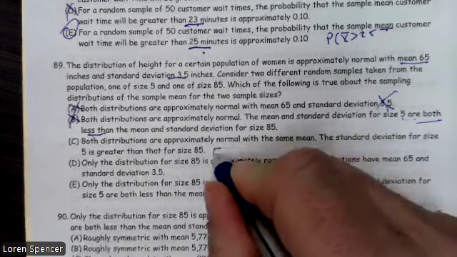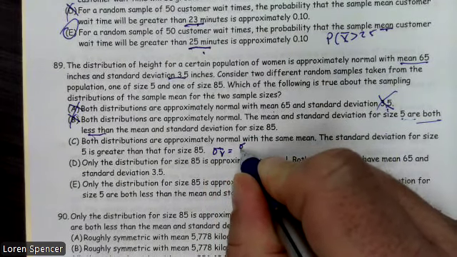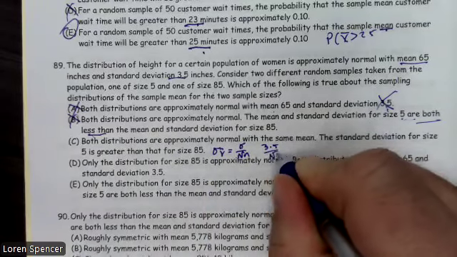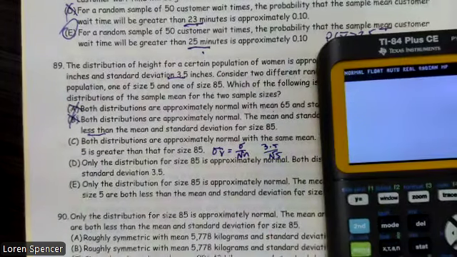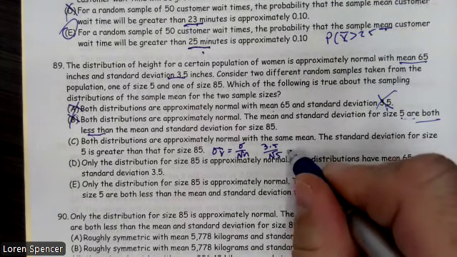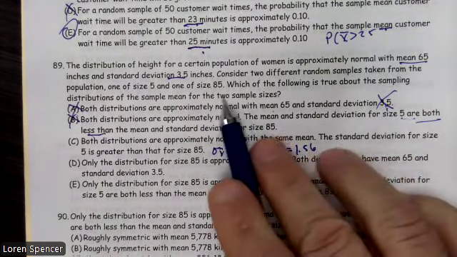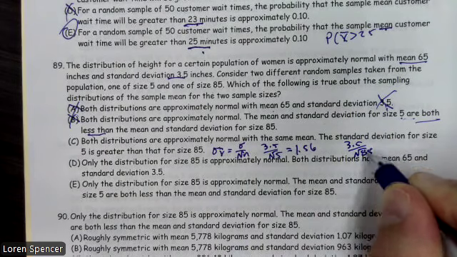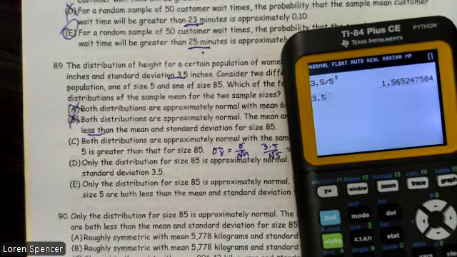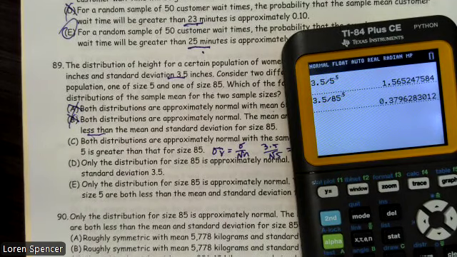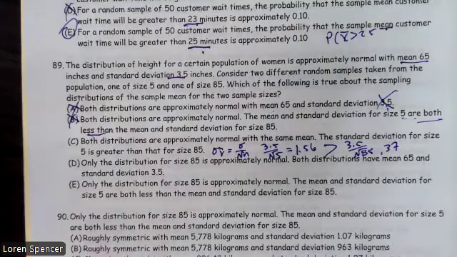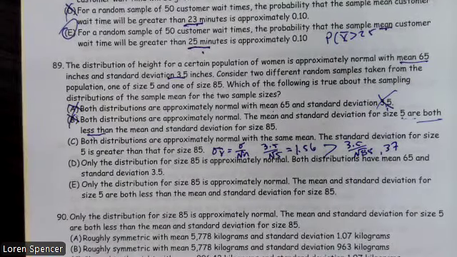That's true because remember, the standard deviation of X bar is the standard deviation of the population divided by the square root of n. So what's 3.5 divided by the square root of 5? 3.5 divided by 5 raised to the half power, and we get 1.56. Whereas if we have a size 85, 3.5 divided by the square root of 85, we end up with 0.37. Well, clearly size 5 was greater than that. So our best answer choice for 89 is C.